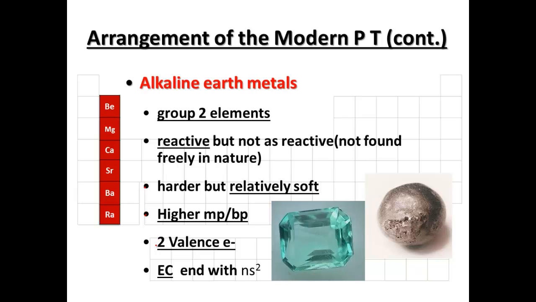They all have 2 valence electrons, meaning they have 2 electrons at the outer energy level. So each of them ends with whatever energy level n, and then s2 would be the last 2 electrons in those energy levels, and we'll be looking at that when we look at blocks of the periodic table.